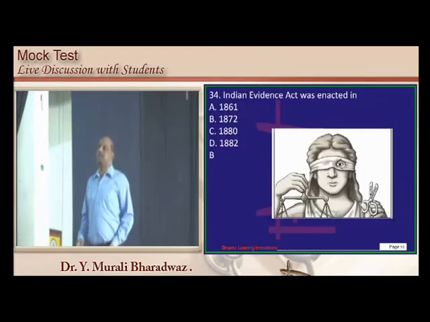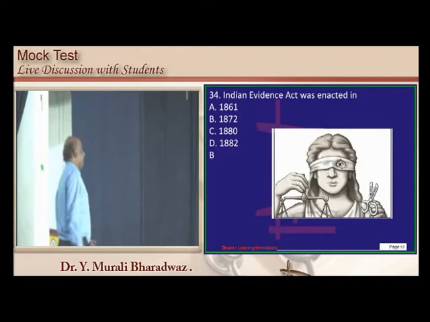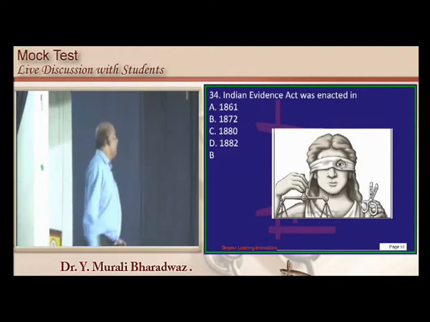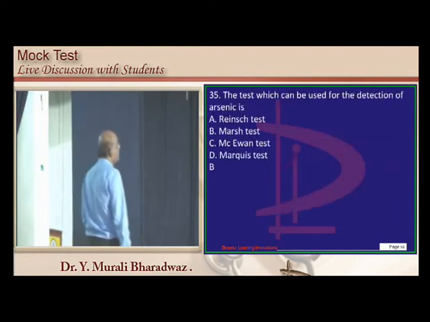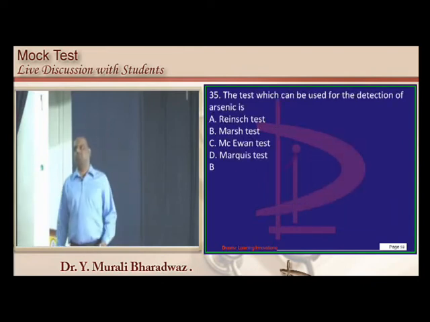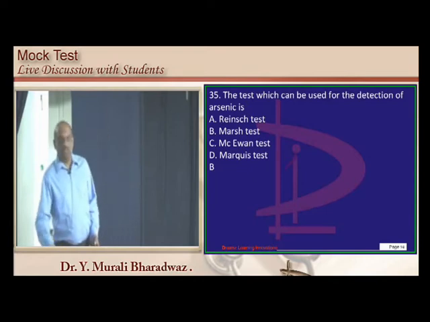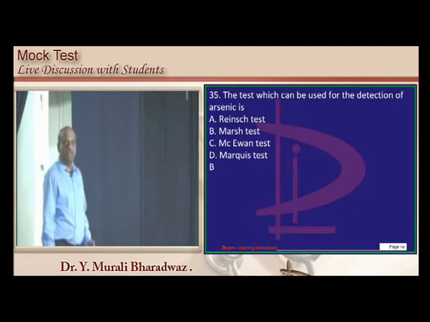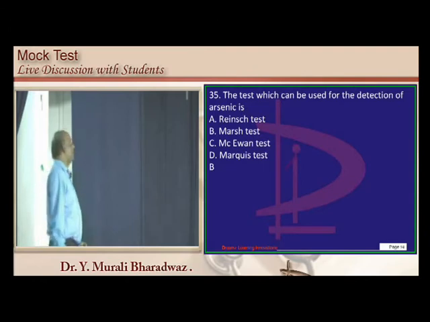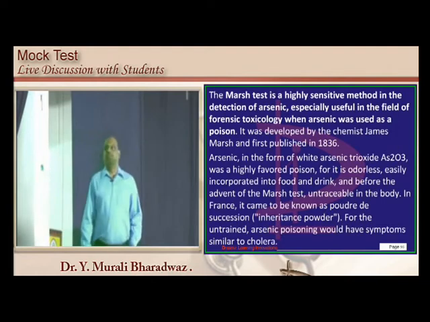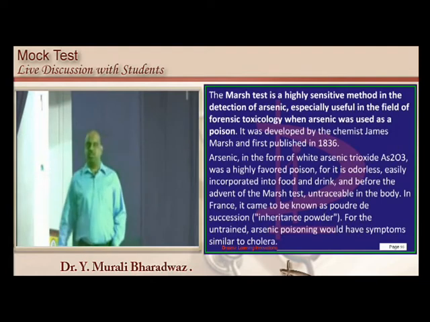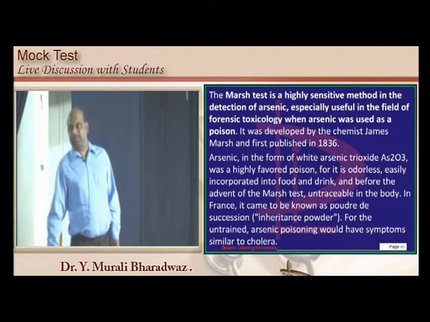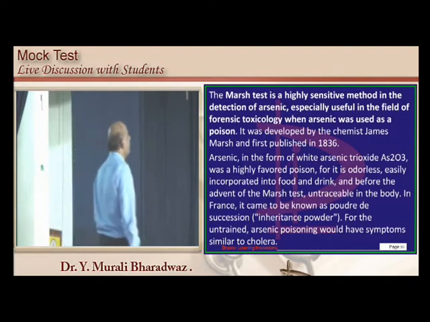The Indian Evidence Act was enacted in 1872. Then arsenic is detected by the Marsh test, a very common test. Both A and B. Oh, I only focused on Marsh. I think in the original question also they have given both. Famous mistakes in famous exams can be there. So we will alter that.